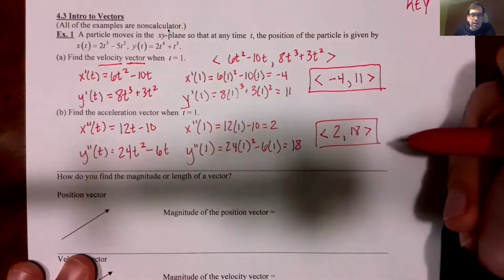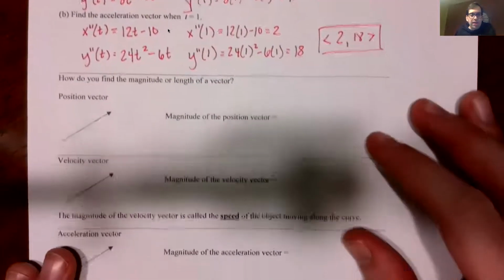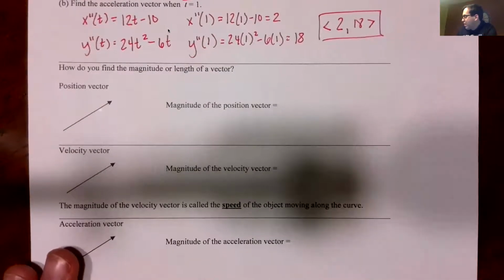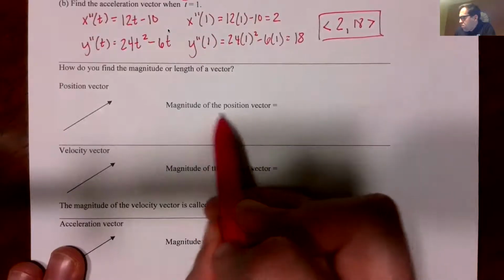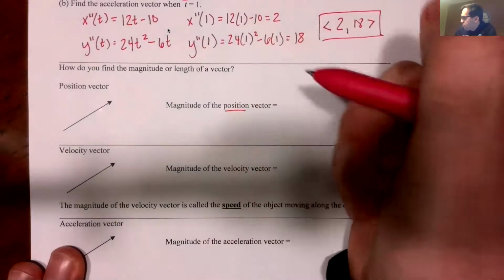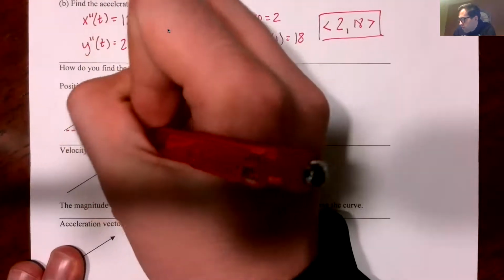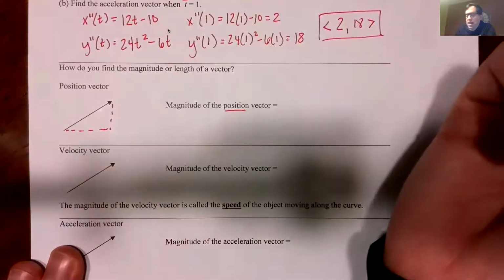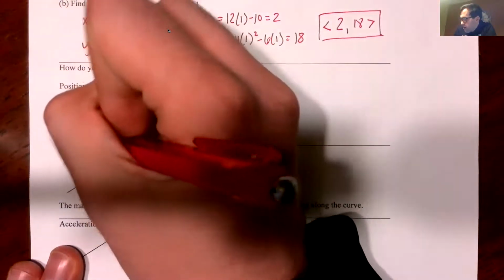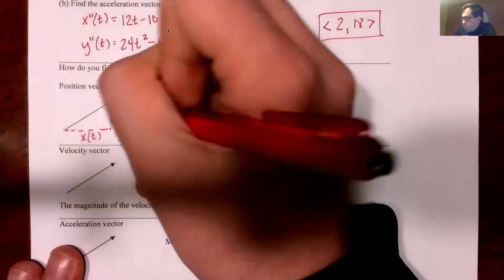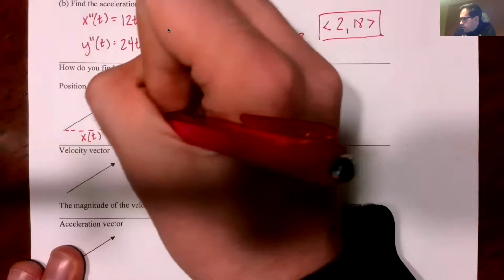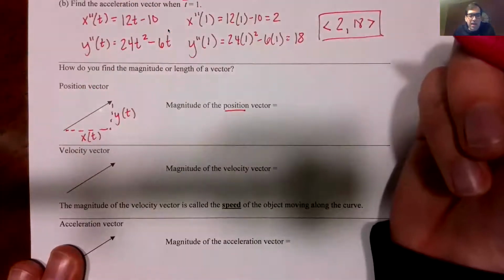Okay? All right. How do you find the magnitude or length of a vector? So for this part, if we were going to do a position vector, we're going to break it down into its x and its y direction. And we know that the x direction would be x of t and the y direction would be y of t. And together that makes up the vector, right?